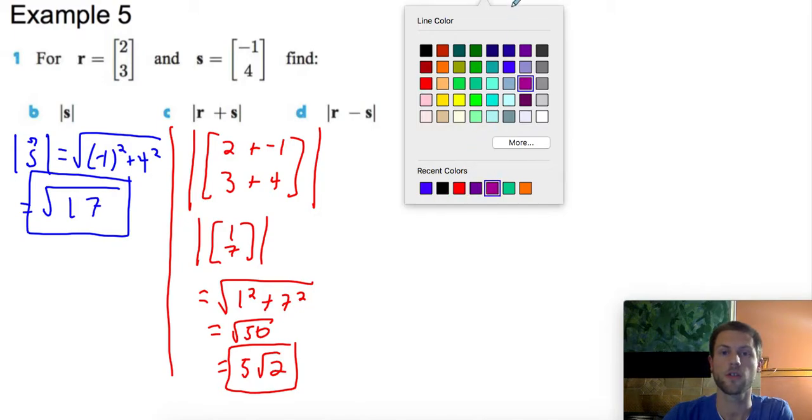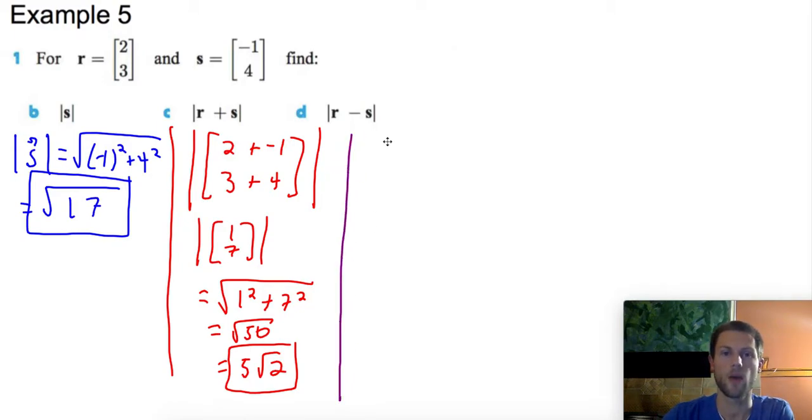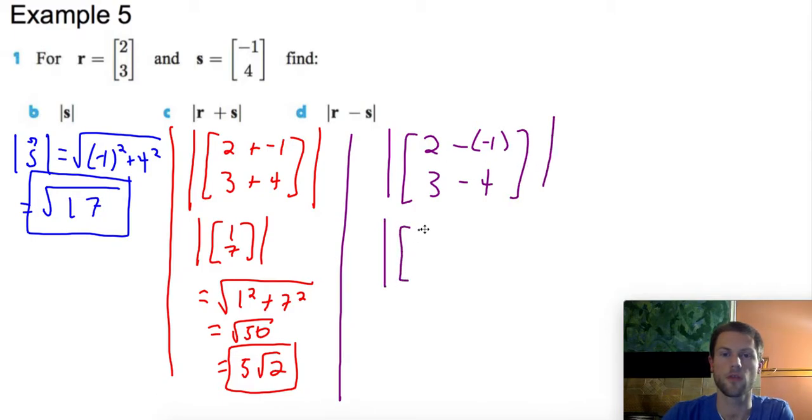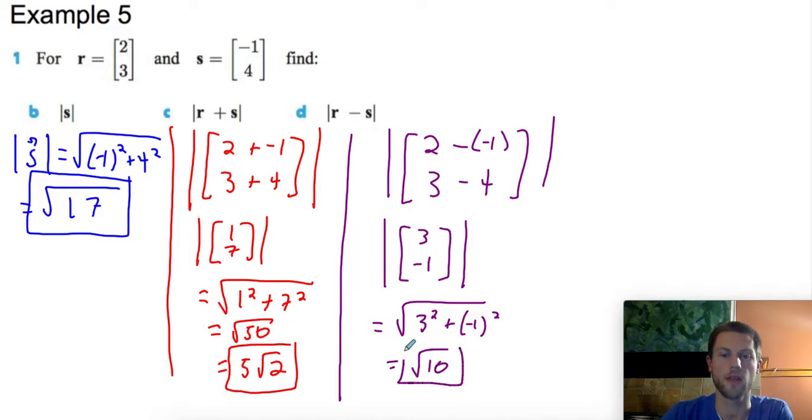And finally, in this third example, I want to find the magnitude of R minus S. So this is R right here, and I want to subtract S, so that's -1, and subtract 4. So that's going to be the magnitude of 3, -1, and that's going to equal the square root of 3 squared plus -1 squared, which is 9 plus 1, that's the square root of 10. That is my length, or my size, or my magnitude of this vector here.